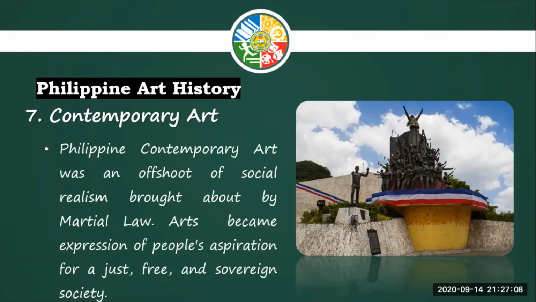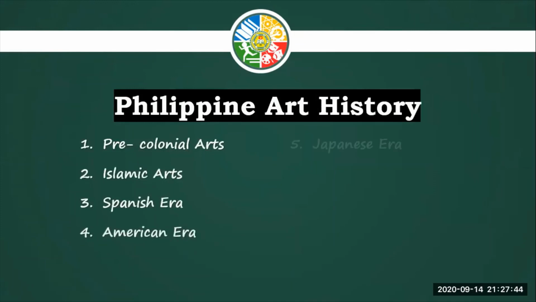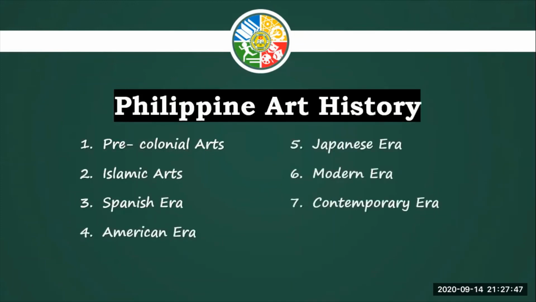Finally, we have the contemporary art. After the modern art, the Filipinos finally got their identity, and here comes the contemporary art. In this era, artwork is more focused on the expression of people's aspiration for a just, free, and sovereign society, which is exactly the main reason why we can now make different artworks based on our desires as many as we like. To sum it up, those are the different eras in the Philippine art history.